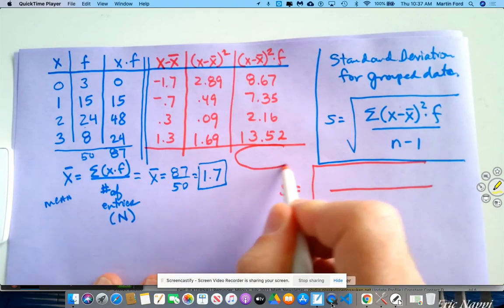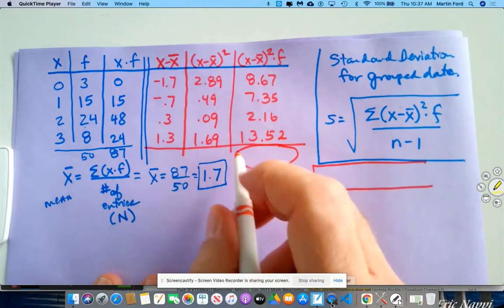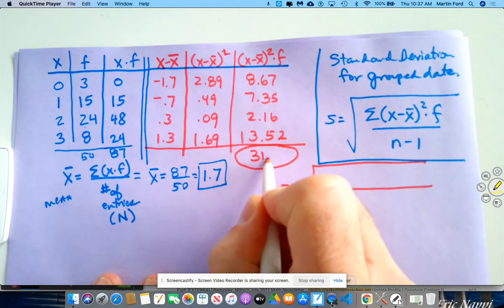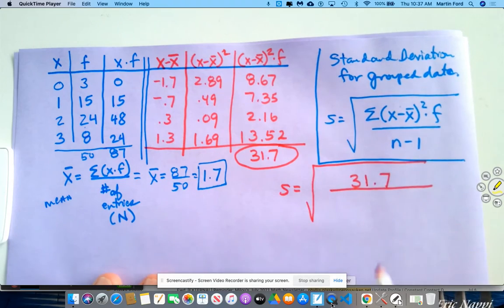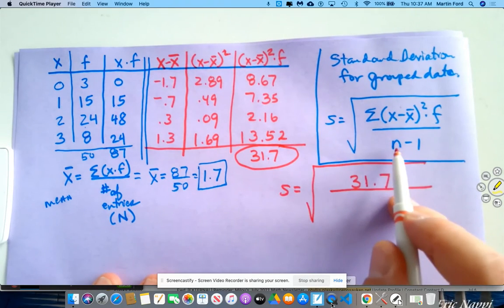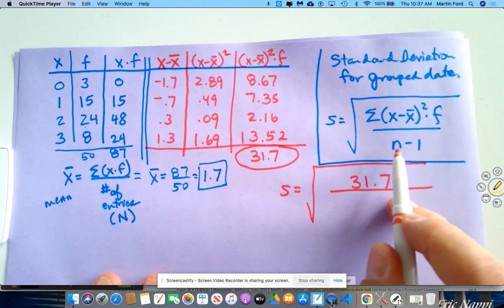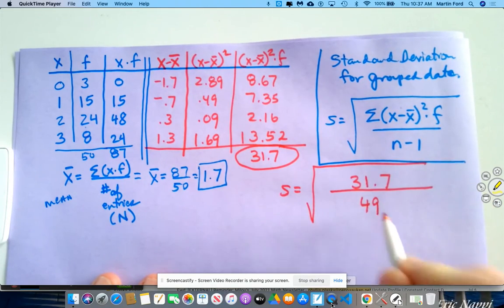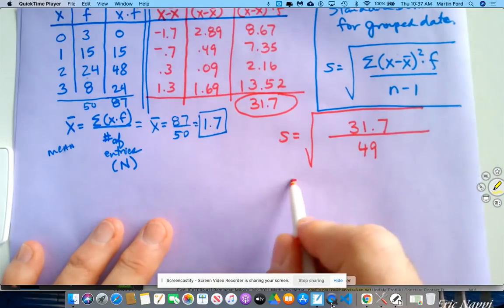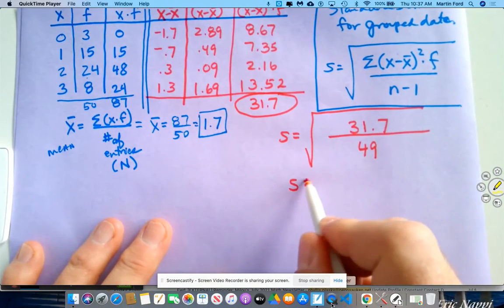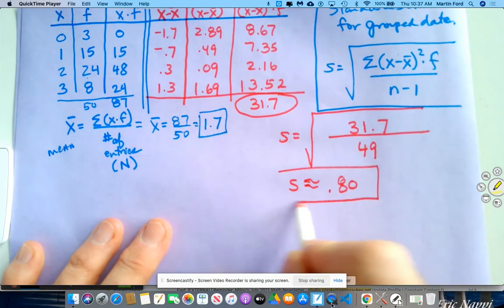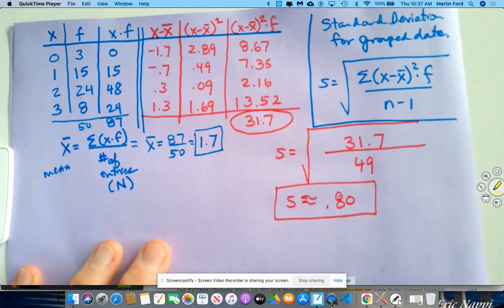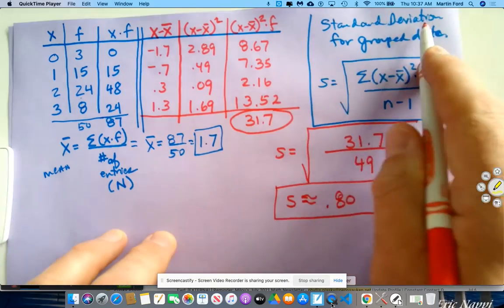Now, to finish this off, the standard deviation will be the square root of the sum of this column. The sum of this column comes out to be 31.7. So I'm going to divide 31.7 by n minus 1, where n is the total number of frequencies, which is 50, minus 1, giving me 49. So my standard deviation at that point will be about 0.80. That's how you find the standard deviation for group data.